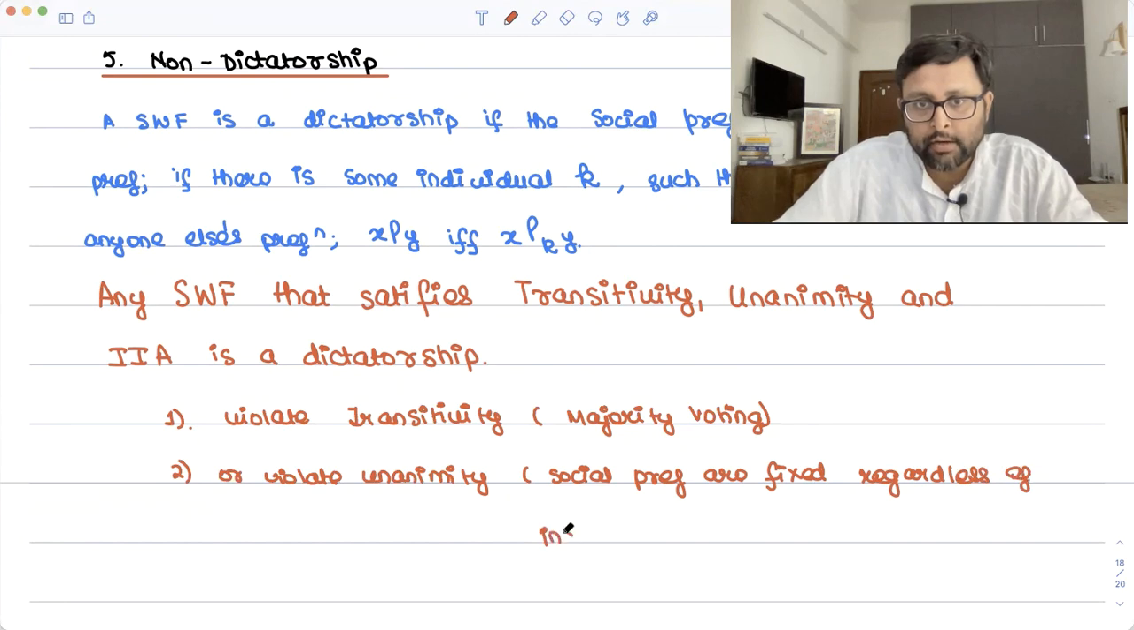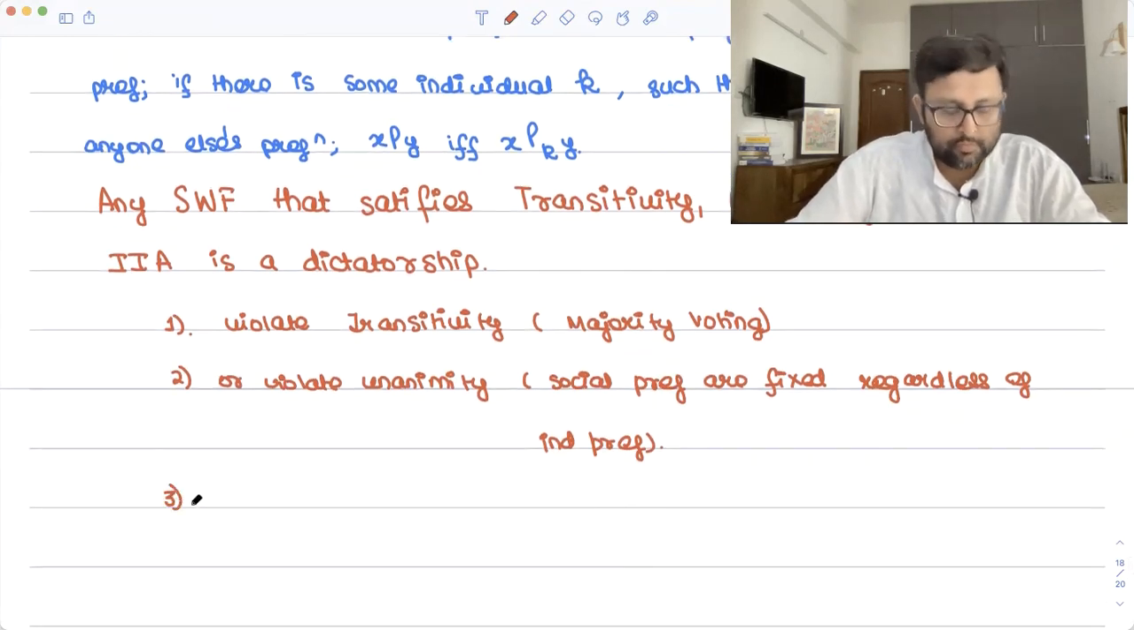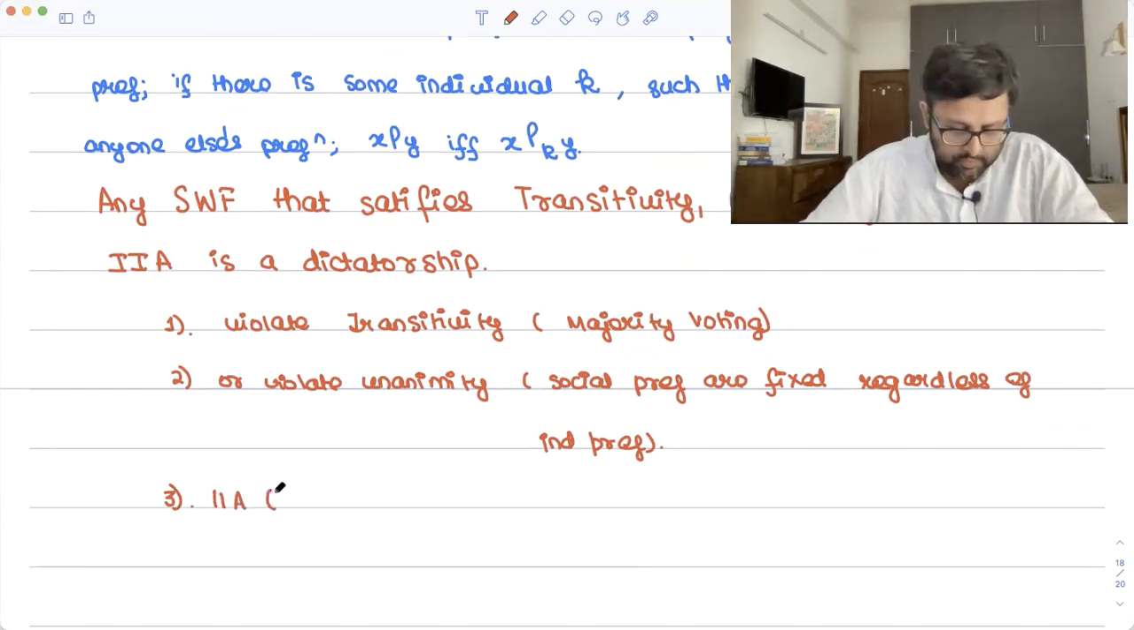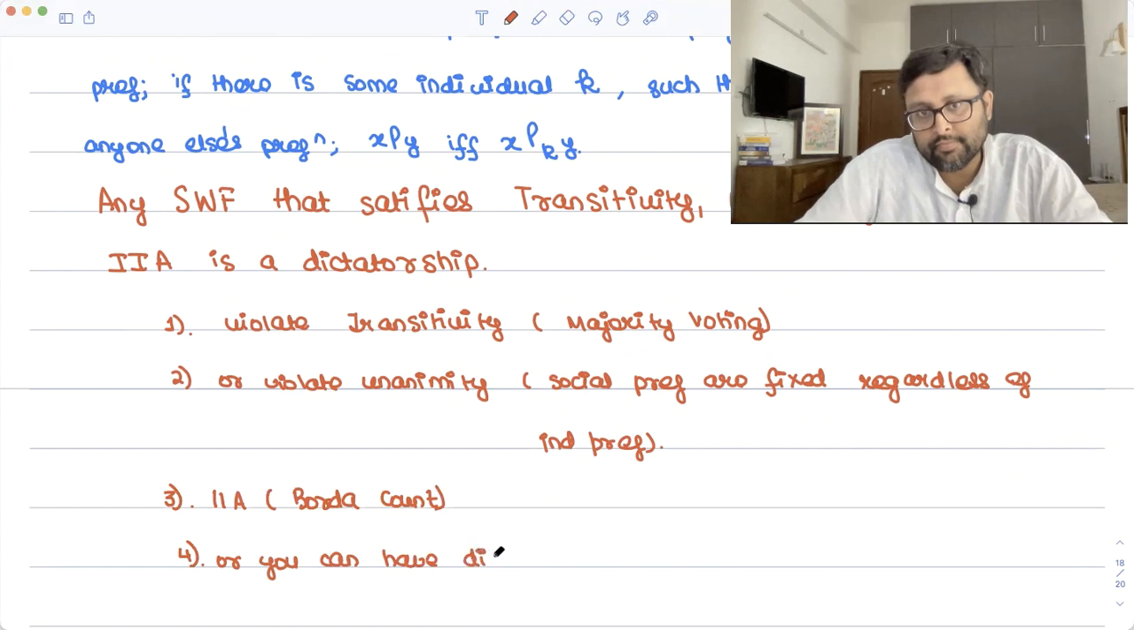I've given an example earlier. So some nonsensical rules, like fixed rules. Or you can violate independence of irrelevant alternatives, for example something like Borda count, rank order voting. You did this yesterday. Or you can have dictatorship.